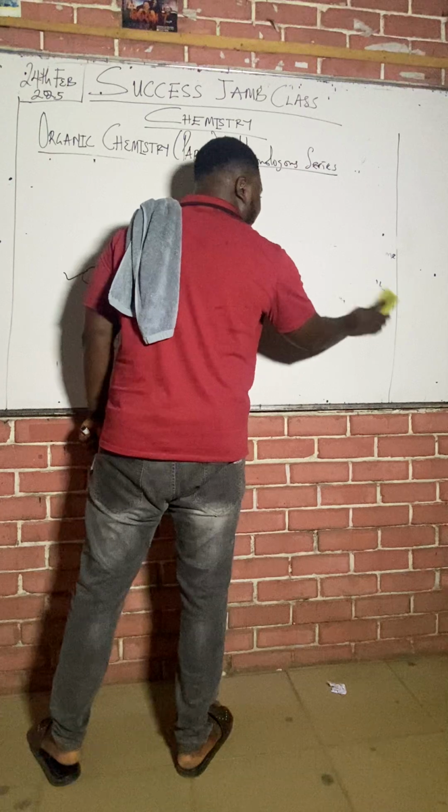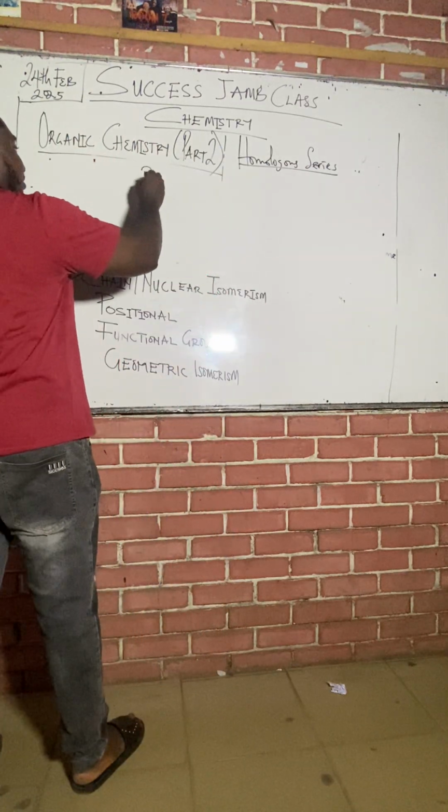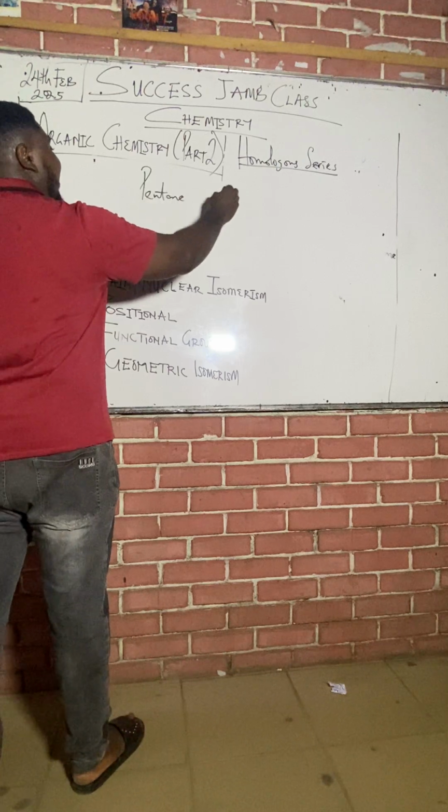We went further, I think we did pentane, right? And we looked at isomers in pentane. Pentane has 5 carbons. Pent means 5, so 5 carbons.